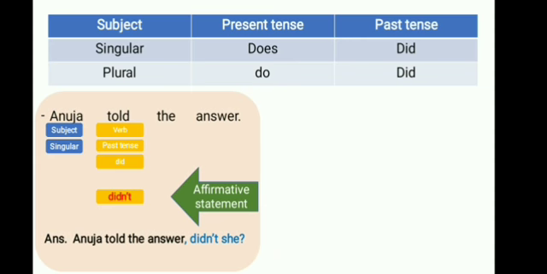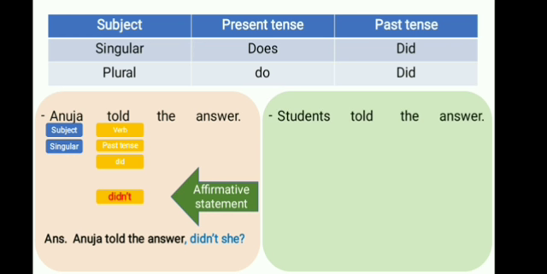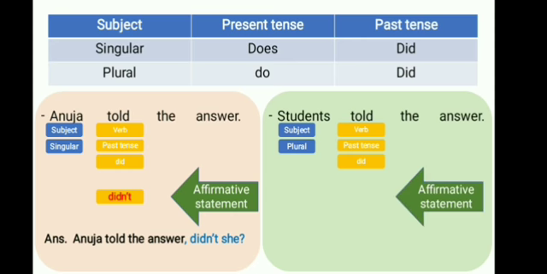Let's have another look. Similar to the past tense sentence, but wherein the subject would be in plural form. Students told the answer. So you know what's the verb here? Told, right? Which is in past tense. We have to make use of did. Students, which is the subject, is in plural form. But though it's in plural form, it doesn't affect the verb here. We are going to use did anyhow. As it's an affirmative sentence, did becomes didn't. And the answer goes: students told the answer, didn't they?